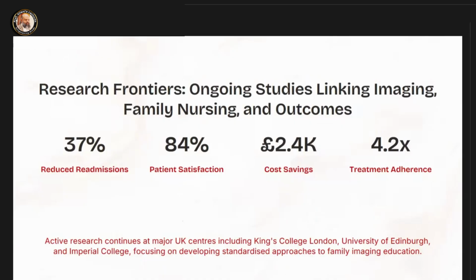The research frontiers: ongoing studies link family nurses and outcomes. Readmissions are reduced by 37%. Patient satisfaction is 84%. There is a cost saving of about £2.4K, and treatment adherence is 4.2 times higher.